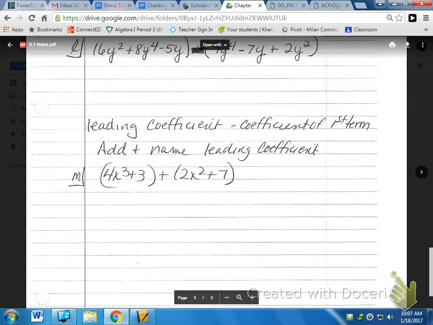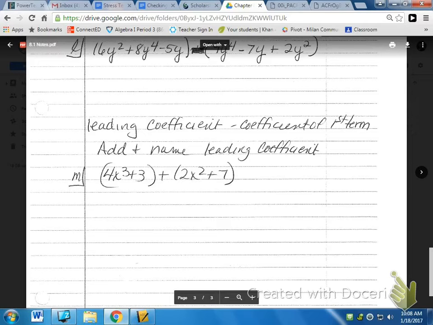Leading coefficients. Leading coefficient is the coefficient of the first term. So on this example, last one, add the polynomials and name the leading coefficient. Okay, leading coefficient is the coefficient of the first term. So I've got 4x cubed plus 3 plus 2x squared plus 7. Okay, I'm combining these things.